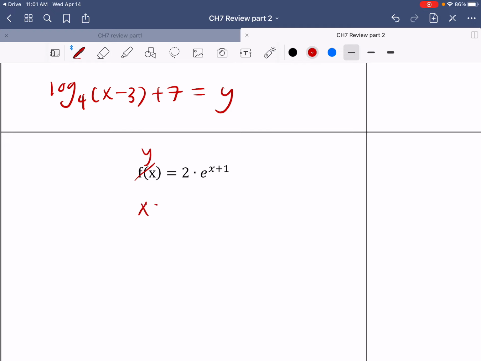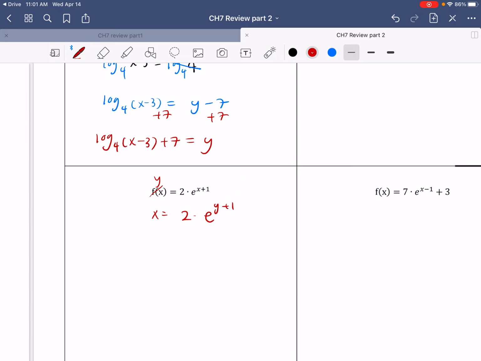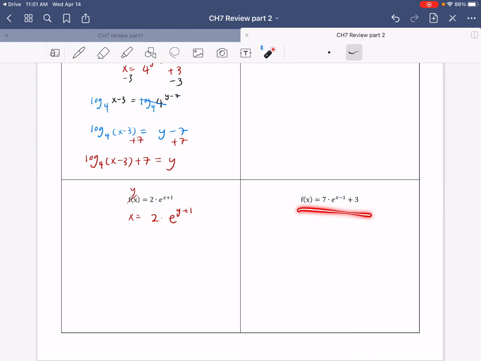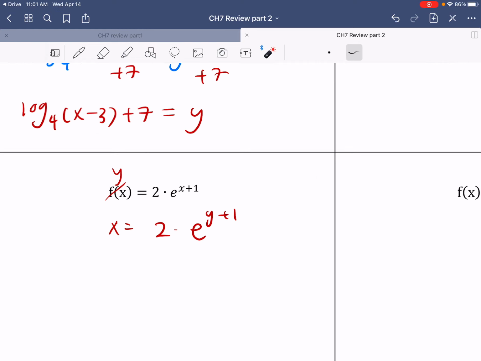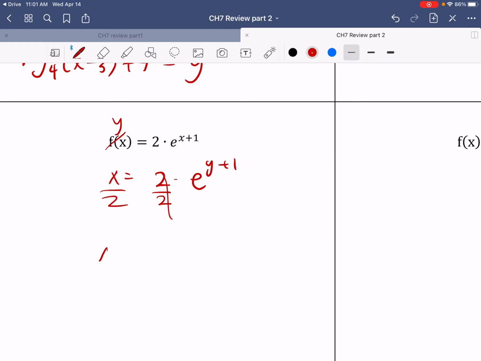So x equals 2 times e to the y plus 1, right? This one, unlike the other one, is a plus 3. So you have to do minus 3 both sides first and then divide by 7. But this one does not have any number here, so you just divide by 2 both sides. You'll get x over 2 equals e to the y plus 1.